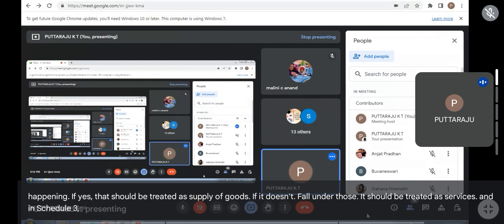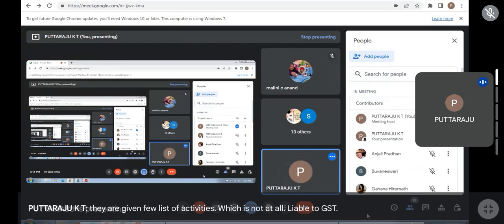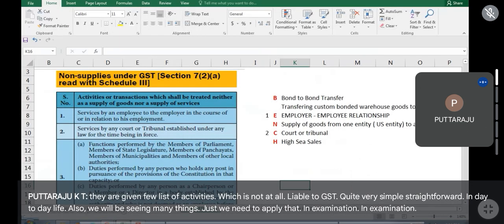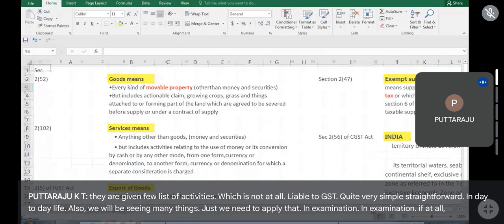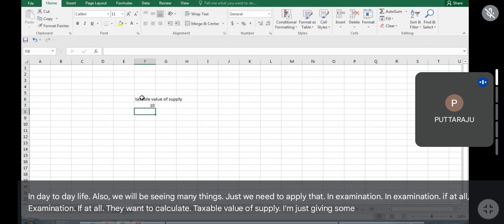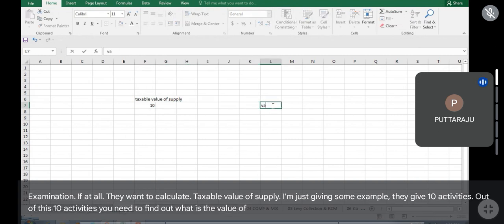In Schedule 3, they have given a few activities which are not at all liable to GST. Quite simple and straightforward. In day-to-day life also we see many things. We just need to apply that. In examination, if they want you to calculate the taxable value of supply, for example, they give 10 activities, and you need to find out the value of taxable supply.